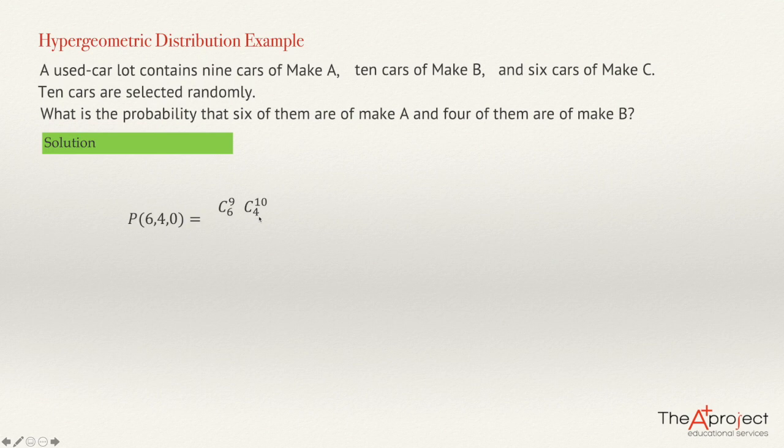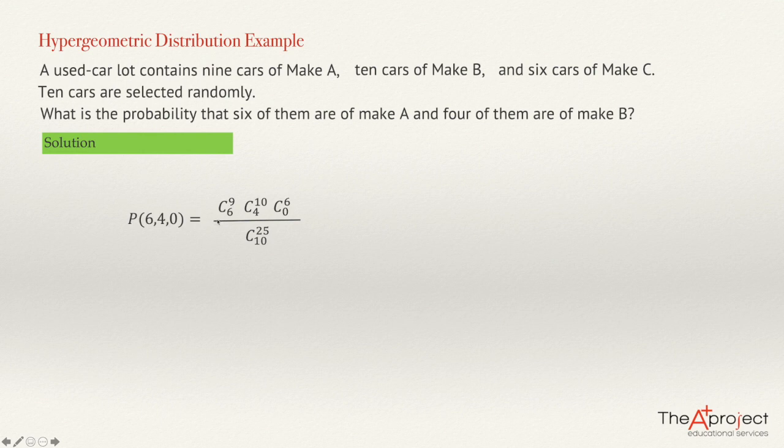And finally, the number of cars of make C will be 0. So in the sample of 10, there will be 6 of make A, 4 of make B, but none of make C. So it will be the combination of 0 cars taken from a population that contains 6 cars of this make. And everything divided by the total number of combinations, the total number of possible samples that can be taken from this population that has 25 cars. So it will be 25 choose 10.